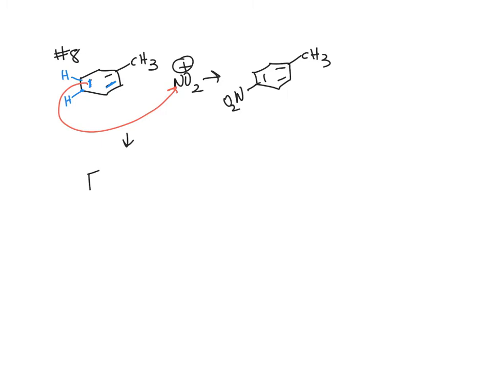Now we draw PH3. And now we have to go to the para position. So let's add the nitro here. And then this gets our positive, that carbon there. Now those electrons go here. Resonance structure.